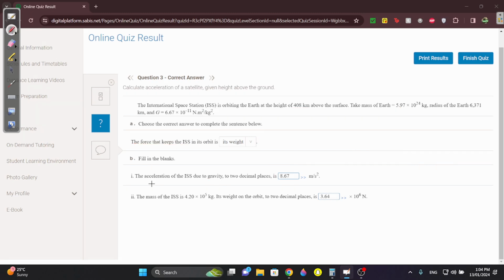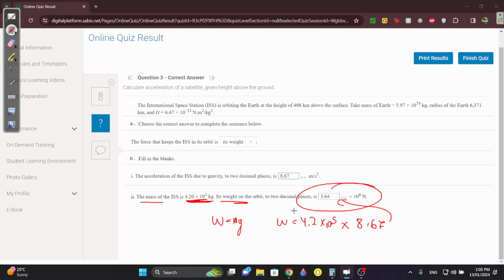Then for part II, the mass of the space station is 4.2 times 10 to the power of 5. They want the weight. Weight equals mass times g. So W equals 4.2 times 10 to the power of 5, because the mass is 4.2 times 10 to the power of 5, and the g we found in the previous part, which is 8.67. And again, put this in a calculator and you get the answer.